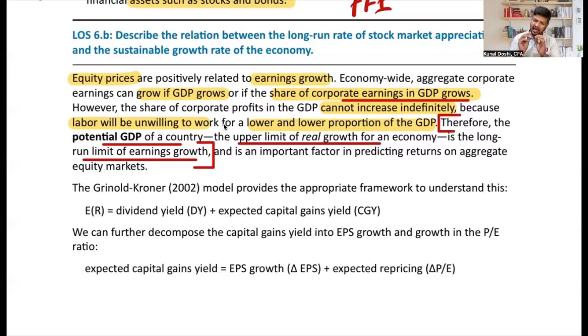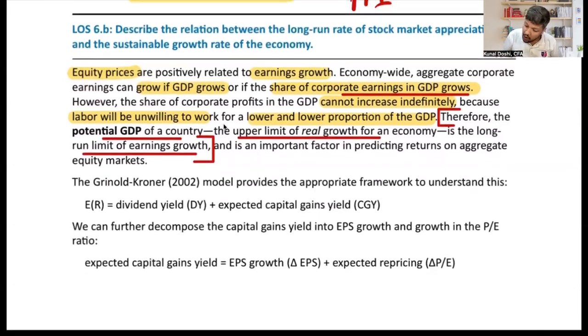Potential GDP, I'll again repeat, is the long run sustainable growth rate, which is going to be the real upper limit. Anything beyond that is not sustainable. Anything below that has more capacity to increase. So potential GDP is a sustainable long run economic growth rate. And when I say growth rate, we always talk about real growth rate. We don't talk about nominal growth rate, because when we are investing in a country, we are looking at the real growth rate.